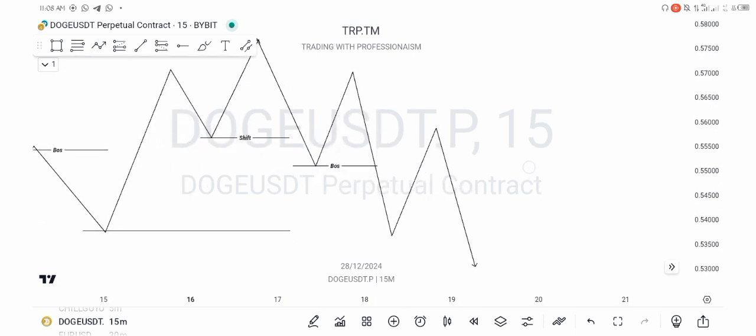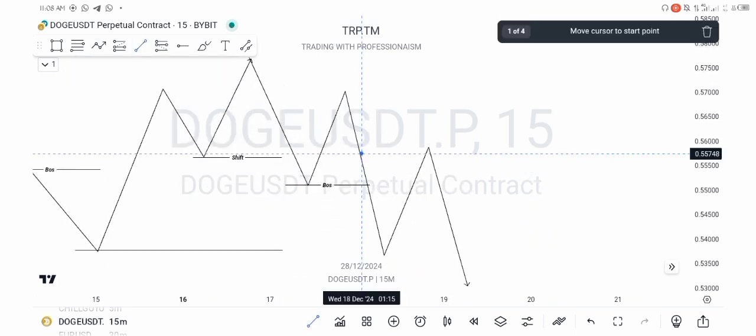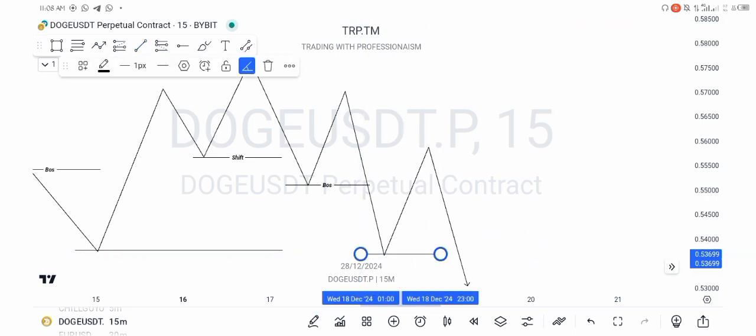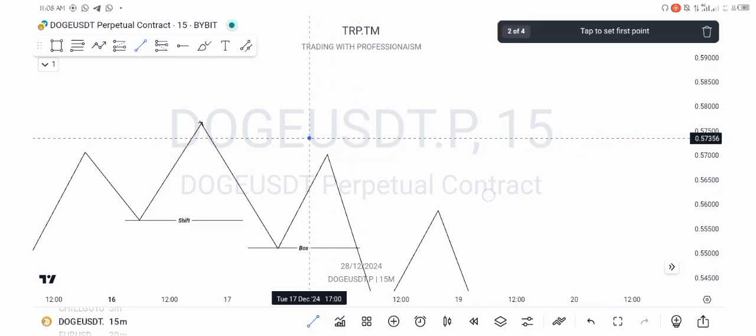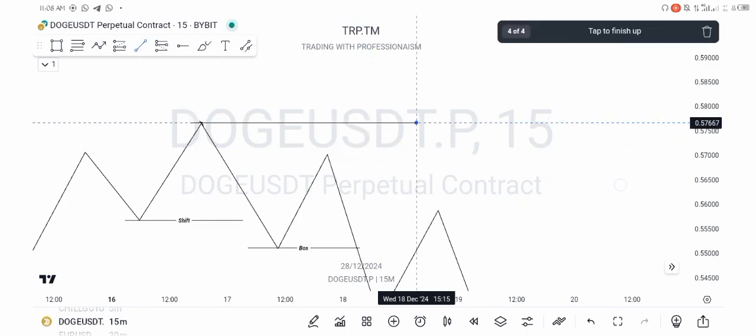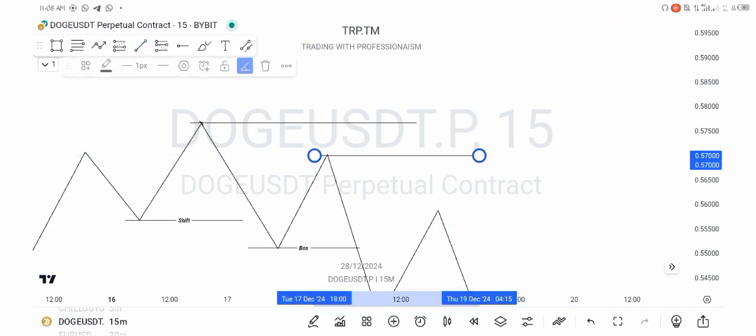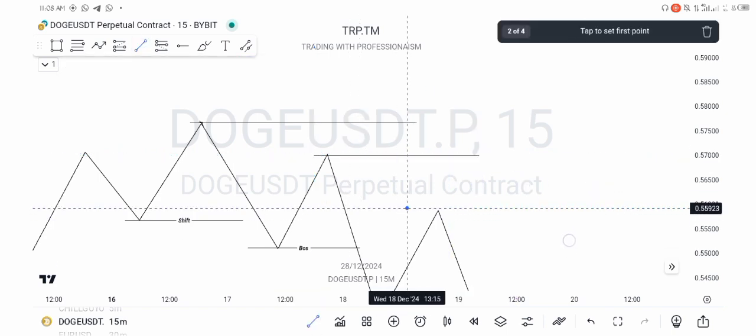I hope you understand this. This now is a break of structure. Now in a downtrend, the lows are targeted and the highs are protected. The highs are protected. These are called protected and targeted levels.